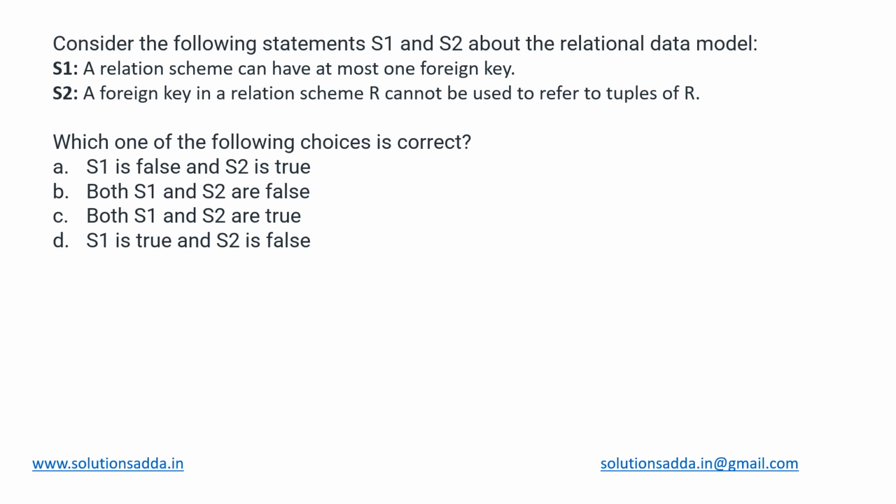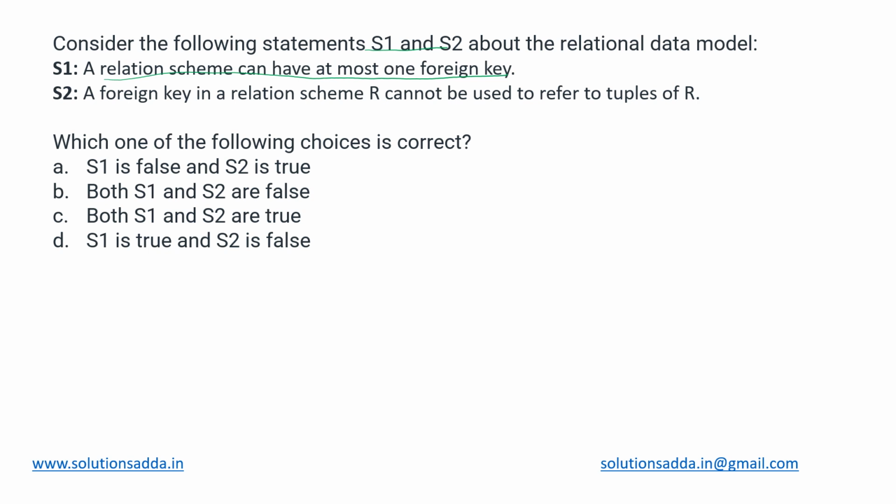This one is a DBMS question about the relational data model and foreign keys. We have two statements and need to determine which of them is or are correct. The statement S1 says that a relational scheme can have at most one foreign key. Is that correct? No, we can have any number of foreign keys in a single relation.